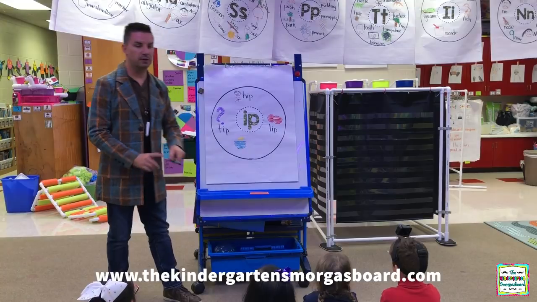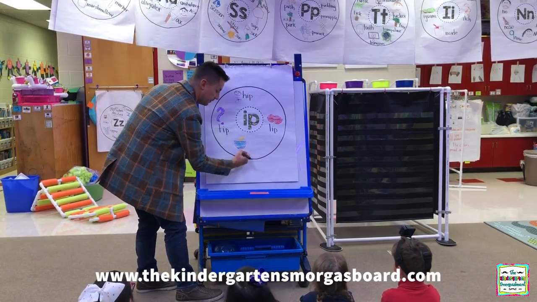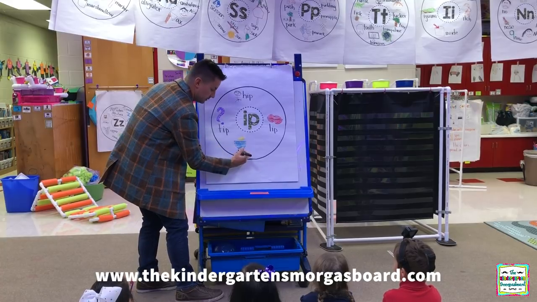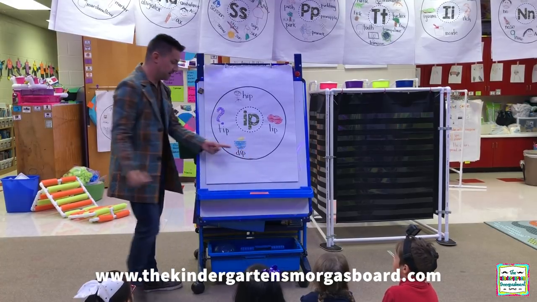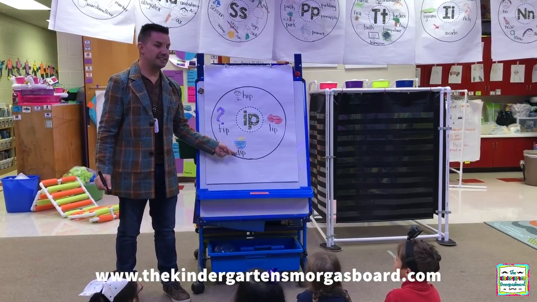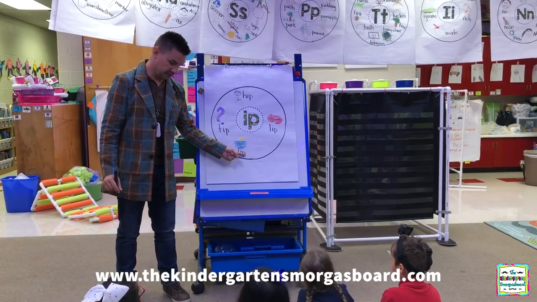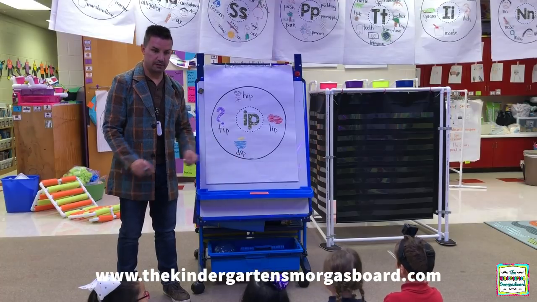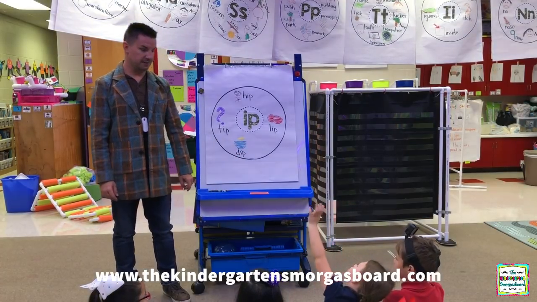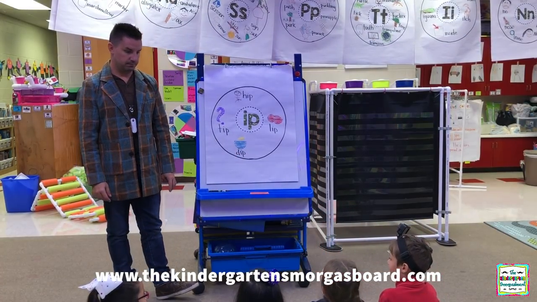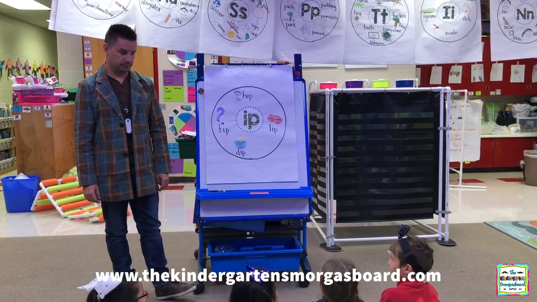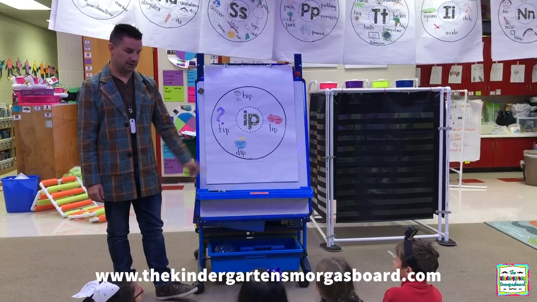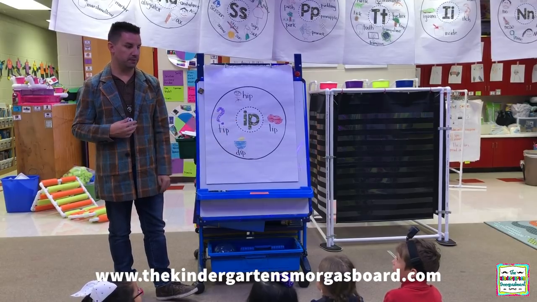Dip. What sound? D. How do we spell D? D. And what's our word family? Ip. D. Ip. Dip. You do it. D. Ip. Dip. Again. D. Ip. Dip. Violet? Say pit. Does that say ip? No.